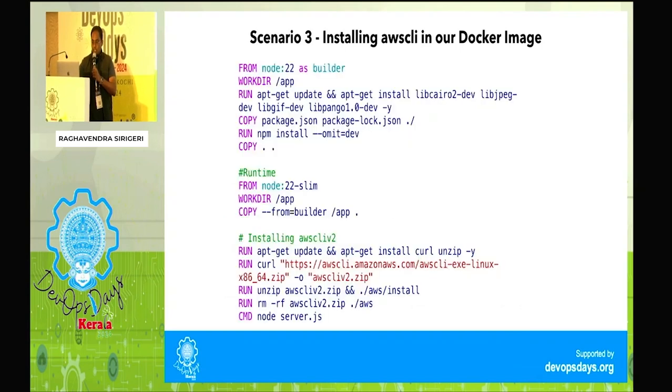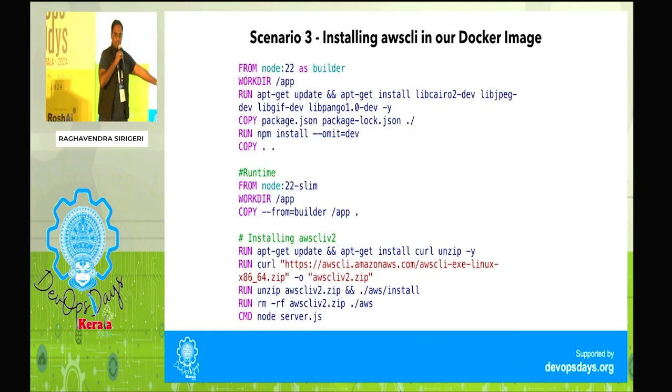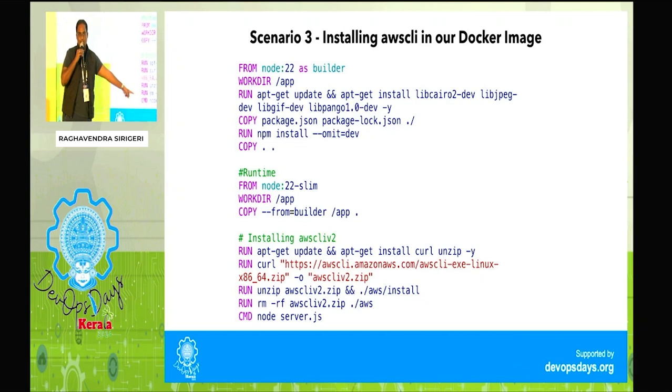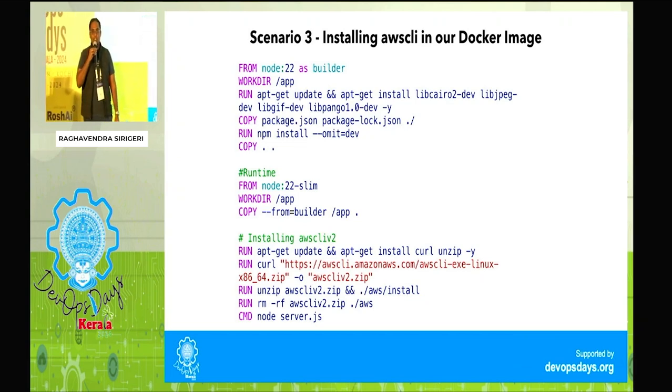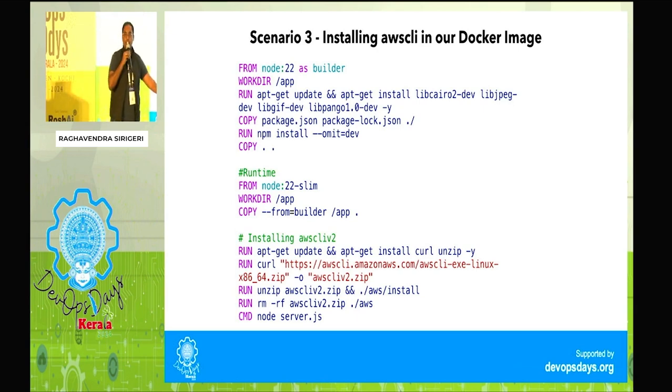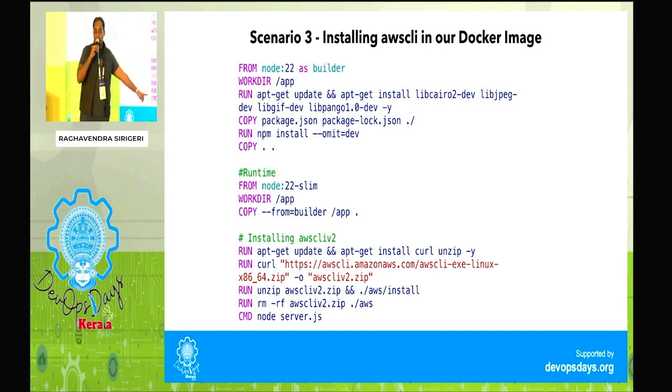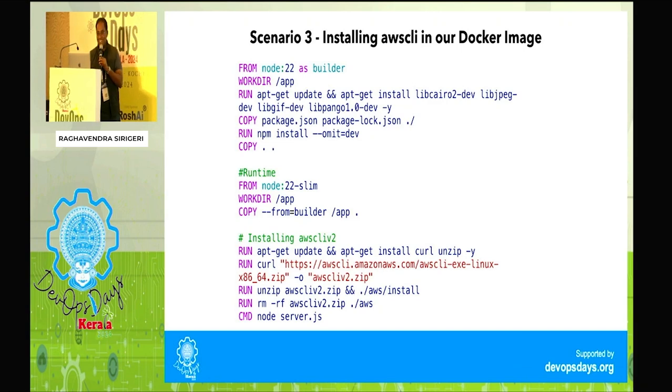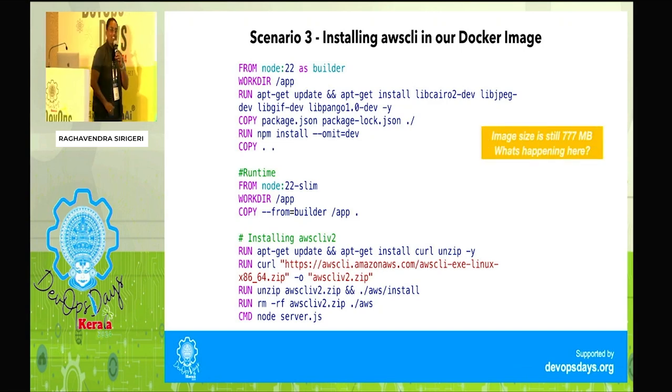Can I also do this? Can I add this line? Will the Docker image size reduce now? Yeah? How many of you say yes? Okay, but will it reduce drastically? Okay, forget about the packages. I'm saying, can I remove the AWS source installation package by running this? Yes, right? It will work, right? Everyone says it will work? Image size will still be 777 MB.